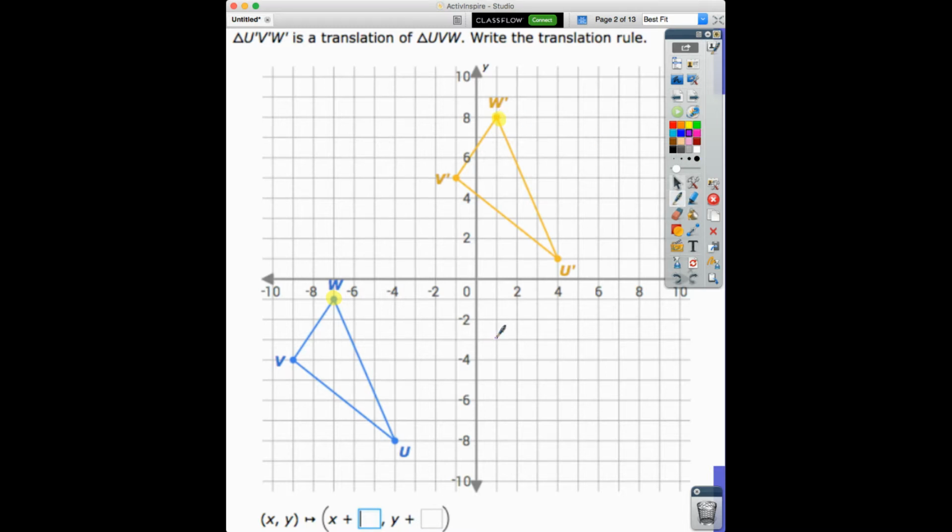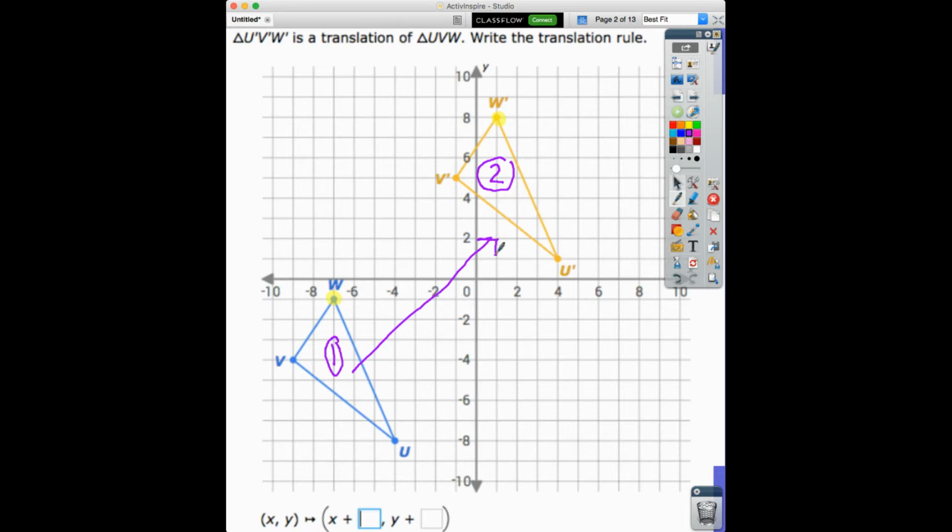Now, the other thing you need to think about is this is UVW, so this does not have the apostrophes. So this is the pre-image, that's 1. And then that means this is the image, that's 2. So I'm starting at 1 and I'm going to 2.